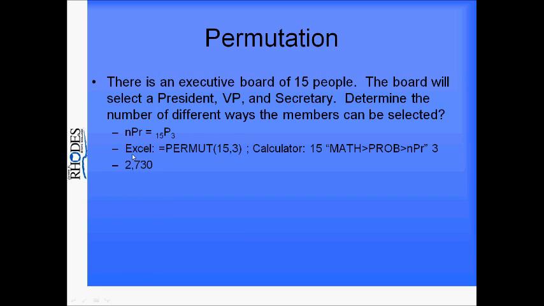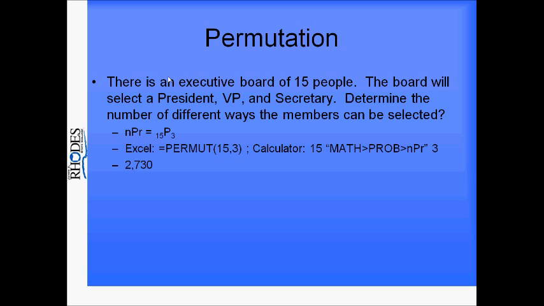Let's do another example. There's an executive board of 15 people. The board will select a president, a vice president, and a secretary. Determine the number of different ways the members can be selected. The first question you have to ask yourself is, does order matter? And it does, because the first person you select is going to be either a president, a vice president, or a secretary. Whereas if it were maybe representatives, there would be no distinguishable difference between the members.